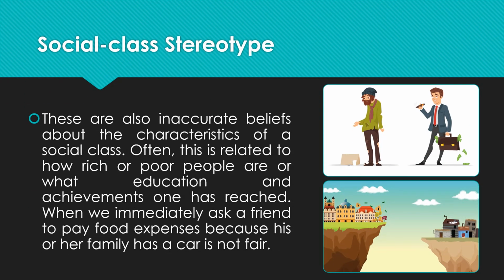Social class stereotypes. These are also inaccurate beliefs about the characteristics of a social class. Often, this is related to how rich or poor people are or what education and achievements one has reached. Example statement: when we immediately ask a friend to pay food expenses because his or her family has a car is not fair. Having a car does not make one's family rich right away.